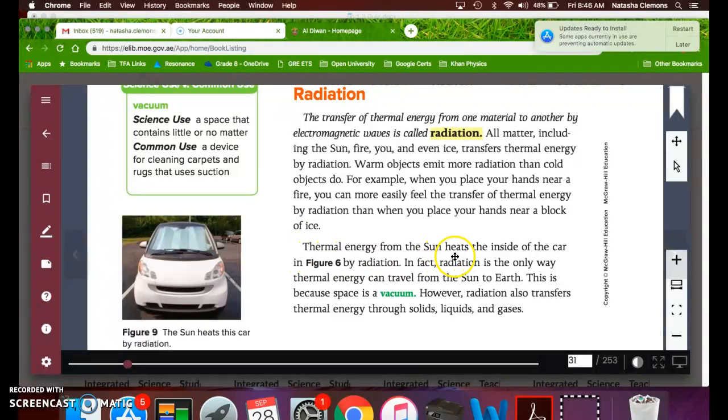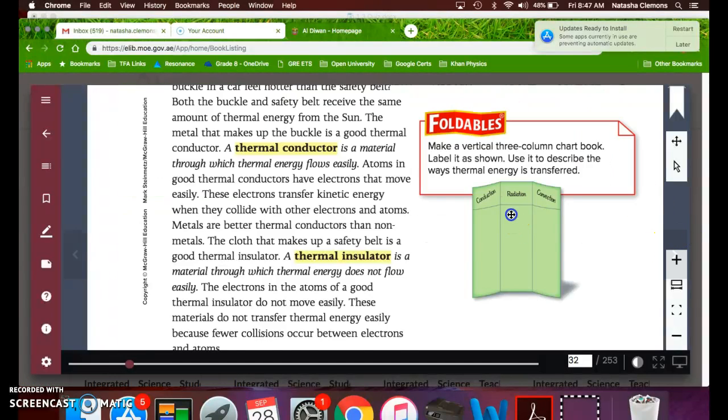Thermal energy from the sun heats the inside of the car in figure 6 by radiation. In fact, radiation is the only way thermal energy can travel from the sun to the earth. This is because space is a vacuum. However, radiation also transfers thermal energy through solids, liquids, and gases. And the word vacuum means, in science, a space that contains little or no matter, but in common use, a device for cleaning carpets and rugs that uses suction. But we mean this one. All right, next page.